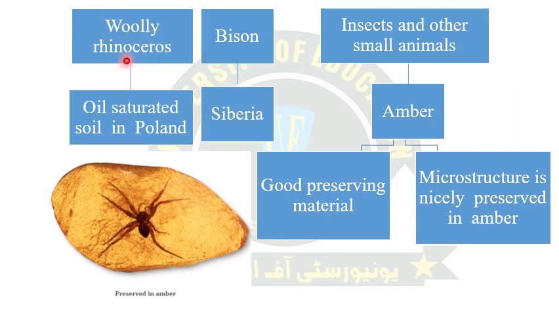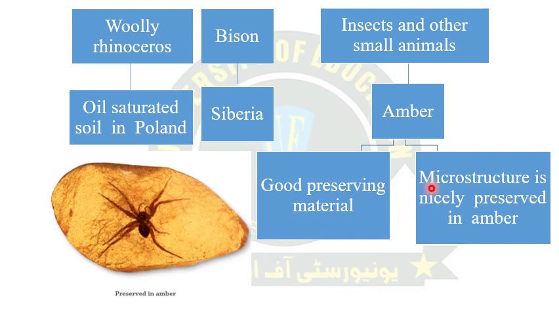Woolly rhinoceros were preserved in the oil saturated soil in Poland. The complete body fossilized of bison was also found in Siberia. Similarly, different invertebrates are also found, like insects and other small animals which were preserved in amber, and amber is released from plant or tree body parts. So amber is a good preserving material.